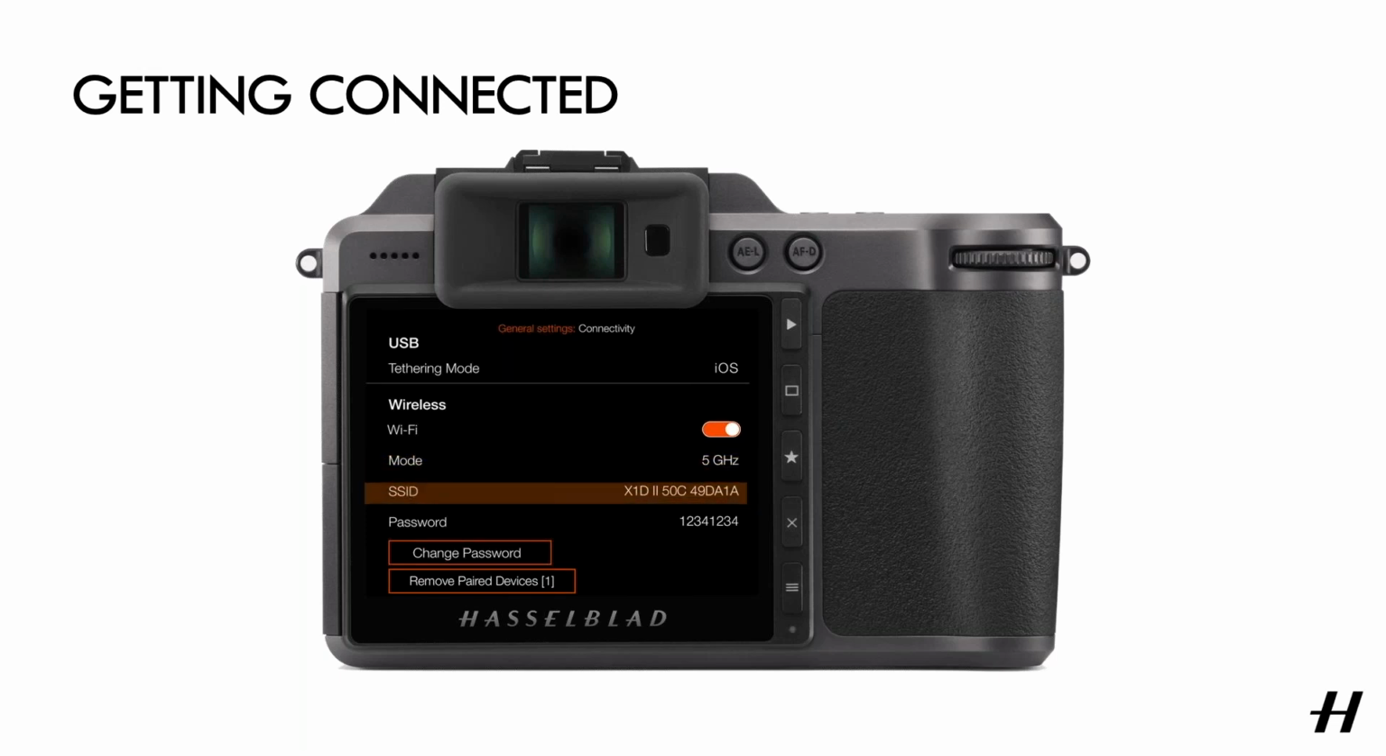Down below that is the SSID, or the camera's Wi-Fi network name. This is unique to every individual camera. And below that is the password. And by default, that password is quite simple. You can change it just by tapping the change password button right below it. But it's up to you along the way. It'll just generate a random string of numbers and letters to update the password there.